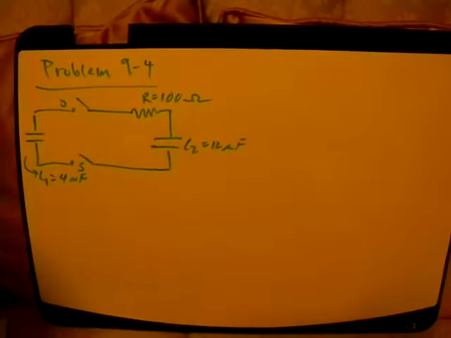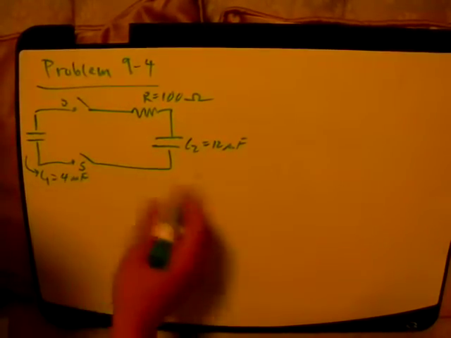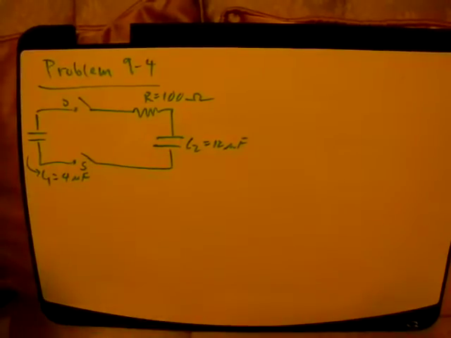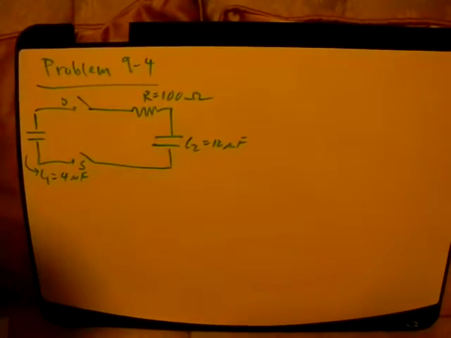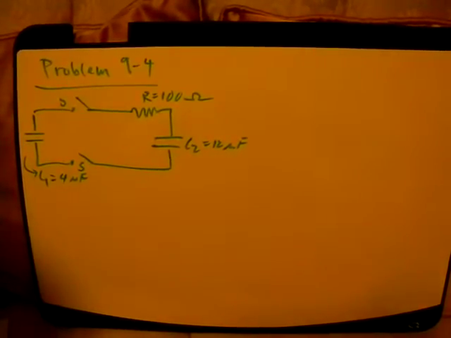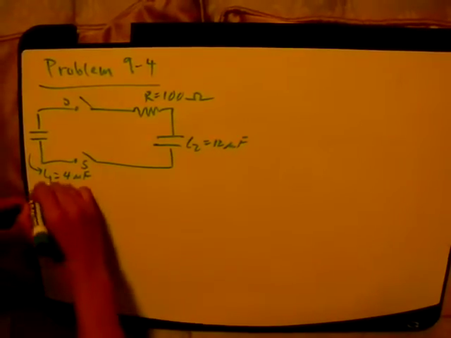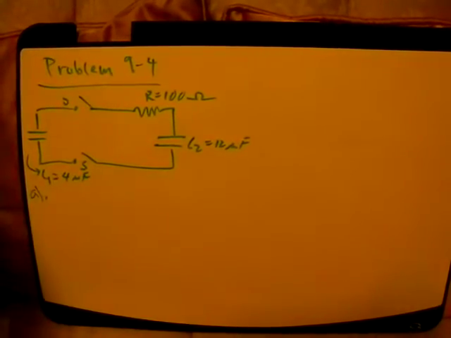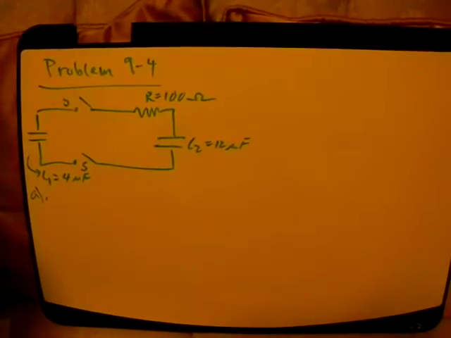Okay, so this is problem 9-4. We have an RC circuit here. Capacitor 1 has 4 microfarads, capacitor 2 has 12 microfarads, and the resistance is 100 ohms. Part A asks: what are the final charges on the positive plate of each of capacitors 1 and 2 after equilibrium has been reached?